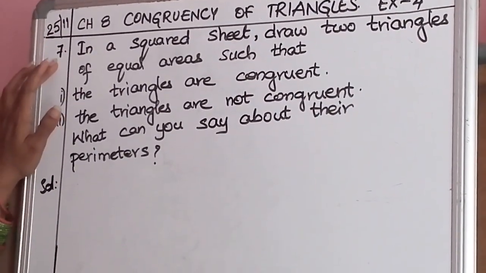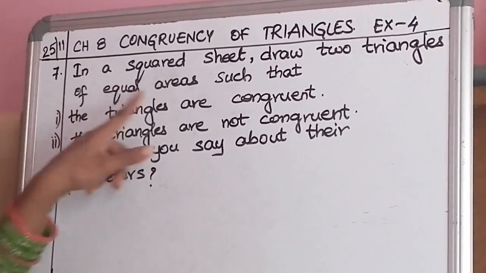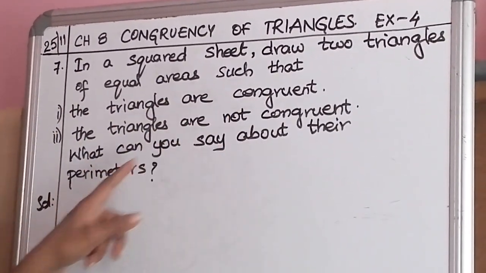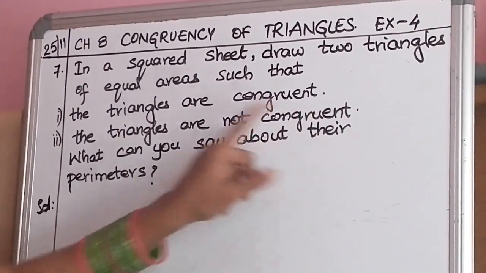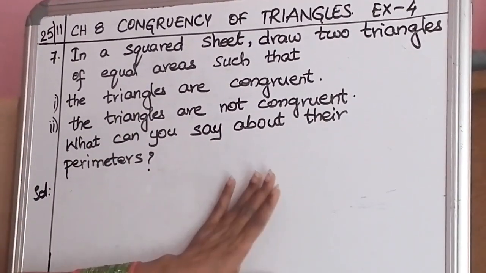Okay, let's read the question. In a squared sheet, draw two triangles of equal areas such that the triangles are congruent. The triangles are not congruent. What can you say about their perimeters? This is the question given.